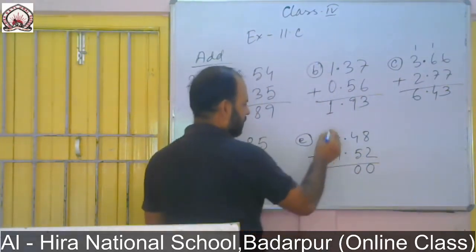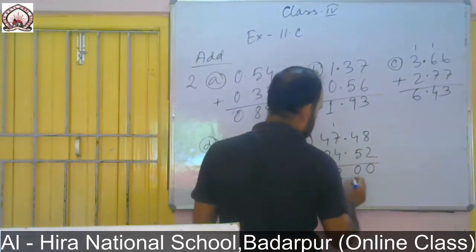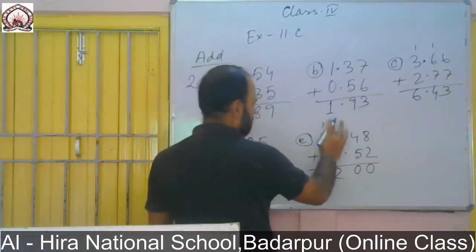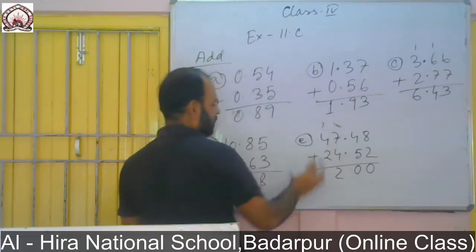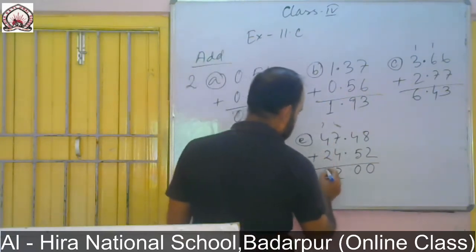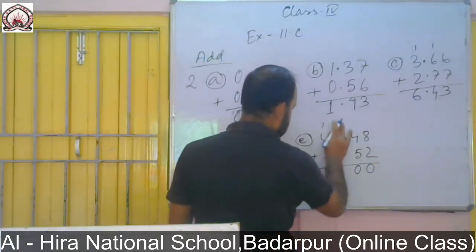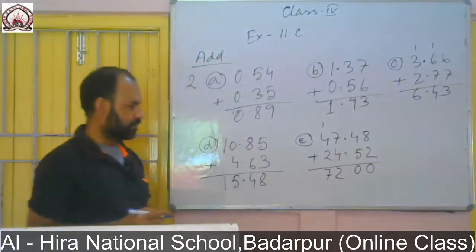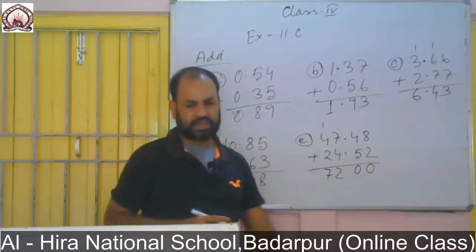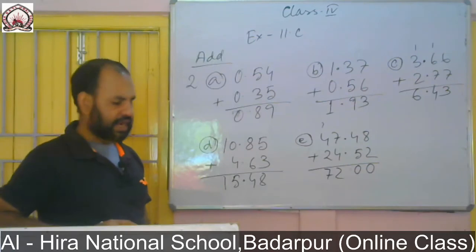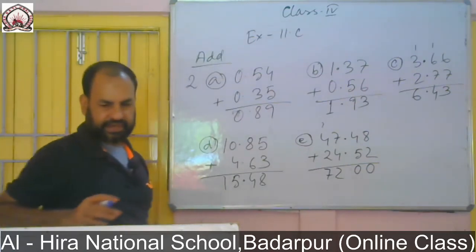7 plus 4 is equal to 11, 1 in my hand. 12, 2, again 1 in my hand. 1 plus 5, 5, 6, 7. Answer is 72. After the point, 0 is valueless, so your answer is only 72.